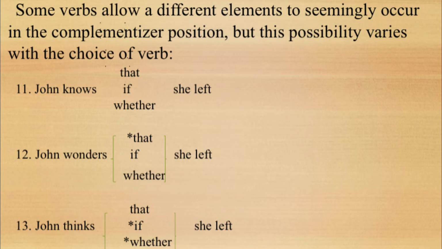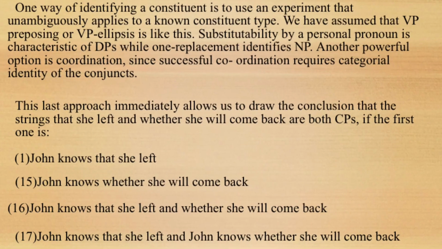First, it would be easy to establish that the string following the verbs knows, wonders, and thinks forms a constituent. With these verbs, are these constituents CPs? How do we determine the identity of a constituent? One way is to use an experiment that unambiguously applies to a known constituent type. We have assumed that VP proposing or VP ellipsis is like this. Substitutability by a personal pronoun is characteristic of DPs, while one replacement identifies NP. Another powerful option is coordination, since successful coordination requires categorical identity of the conjuncts.